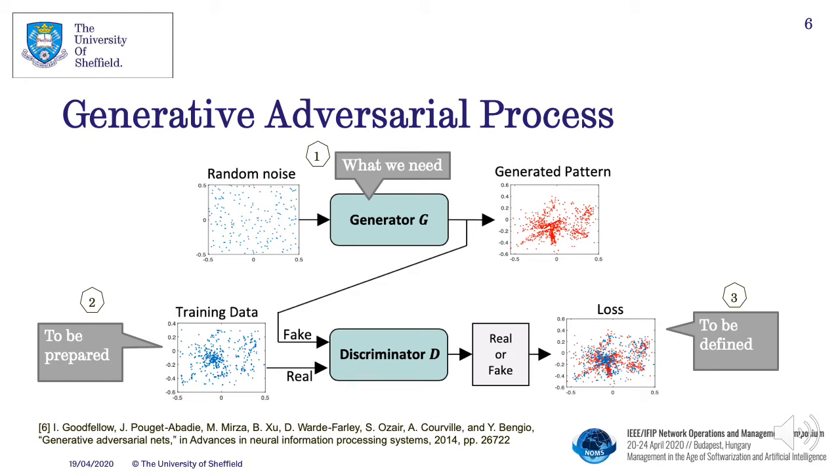How do they do that? They do that based on another component called the discriminator. This discriminator compares whether the generated data is similar to the training data. Training data is the real-world data we collect. Then it gives a decision, real or fake, and compares the loss. And then the loss is fed back to the generator.